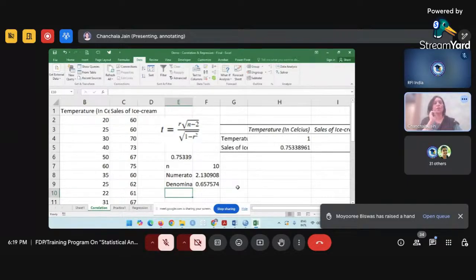Okay. So now we'll calculate the t value, the t statistic, which is nothing but the ratio of your numerator and denominator. Done?